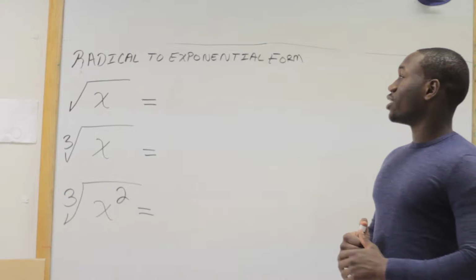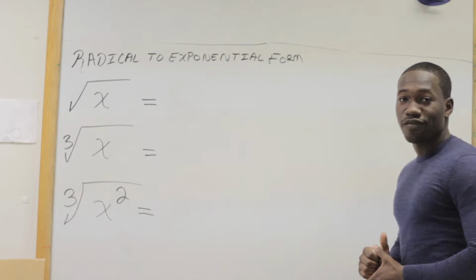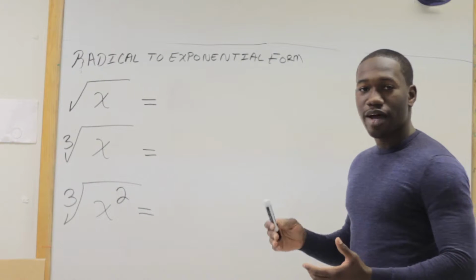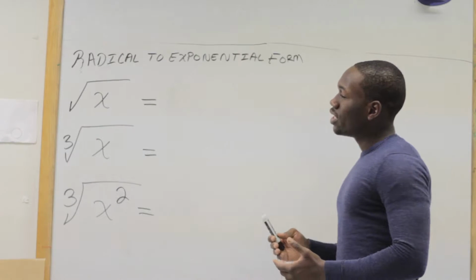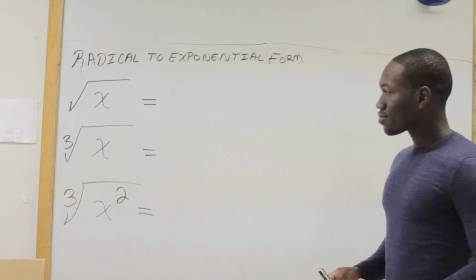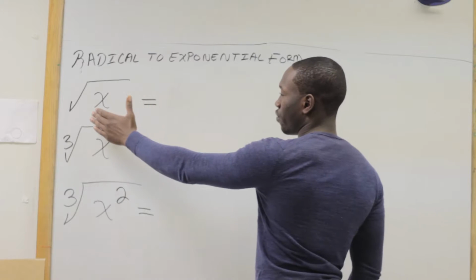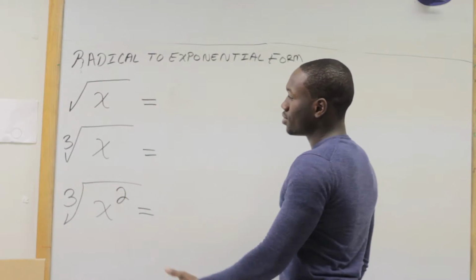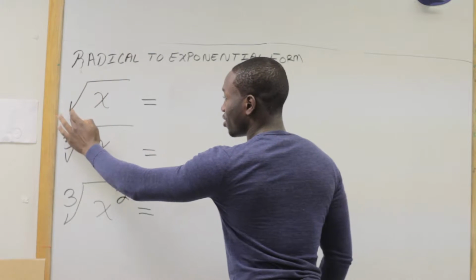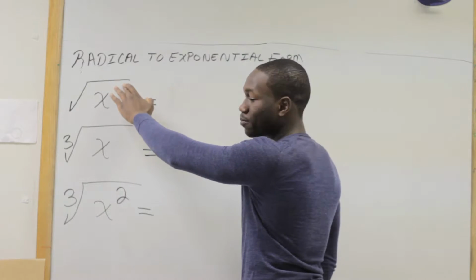The first topic today is changing from radical to exponential form. The purpose of changing from a radical to an exponential form is to make the problem look much easier. We're going to look at this first question over here, which has radical x. This portion right here is a radical sign.